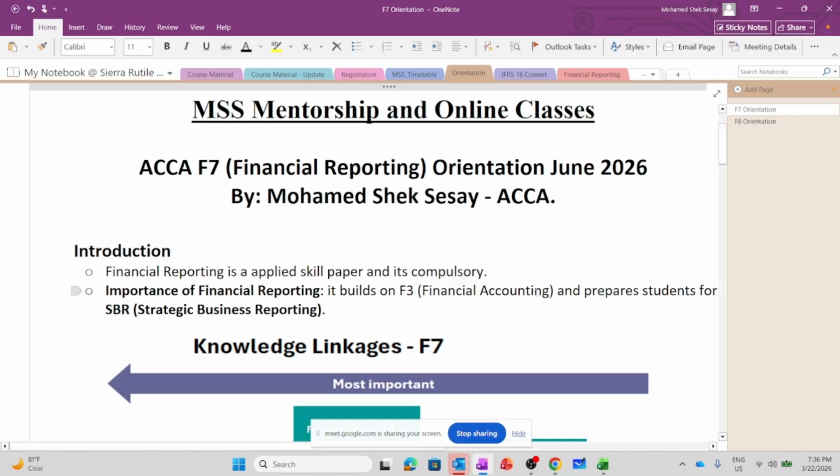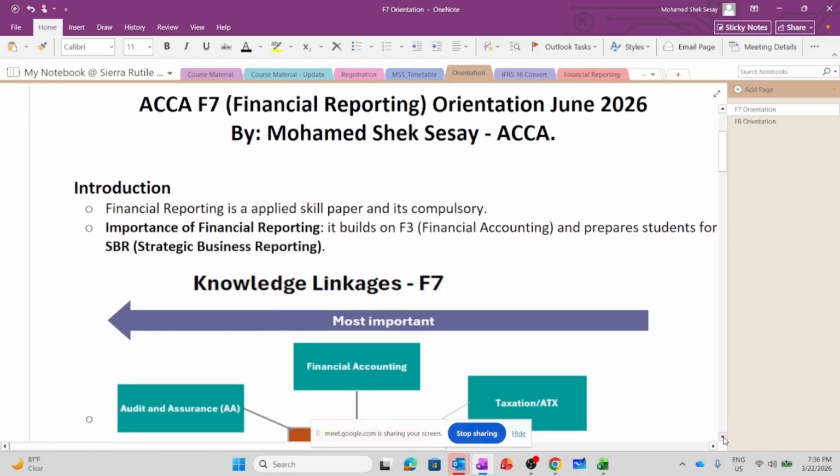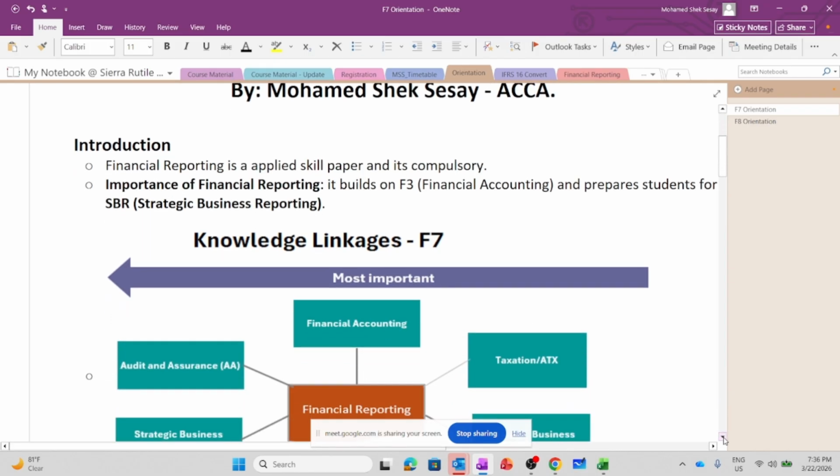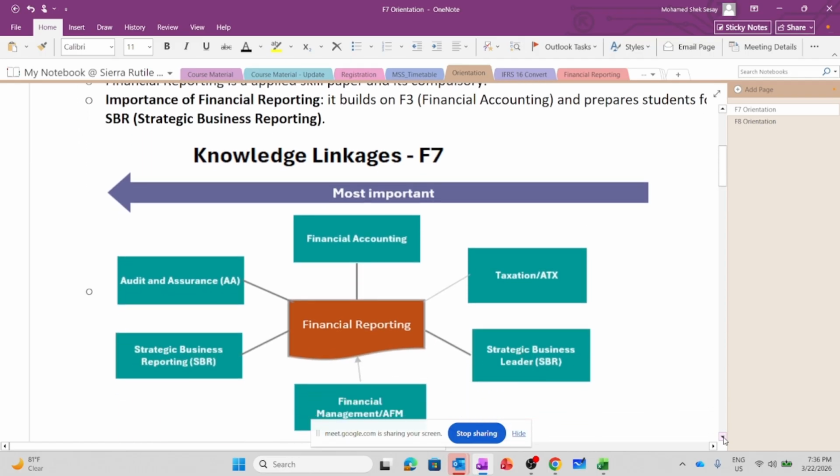So basically, when we are talking about financial reporting, it's an applied skill paper and also it is a compulsory paper. As an accountant, you need to know your financial reporting. You need to know your IFRSs and you need to know your IASs. This is one of the key papers within the ACCA journey that you need to know and understand. And also, the understanding of financial reporting will give you a competitive advantage in other ACCA papers.